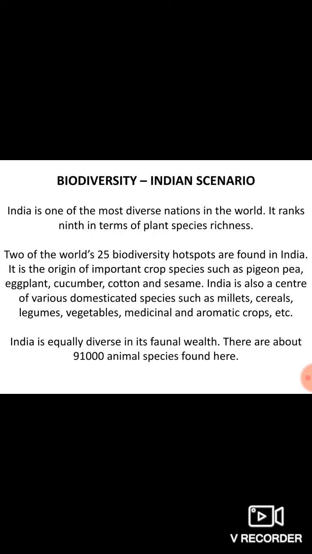And India is the origin of important crop species such as pigeon pea, eggplant, cucumber, cotton, sesame. All of you know these plants, right? They are authentic crops of India. You don't find pigeon pea or eggplant or cucumber anywhere in the world except in India, right? And India is also a center of various domesticated species such as millets, cereals, legumes, vegetables, medicinal and aromatic crops. These are all our property, right?